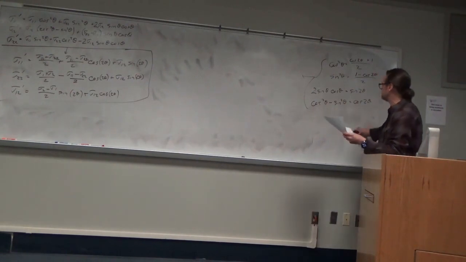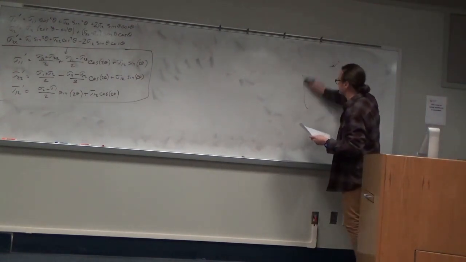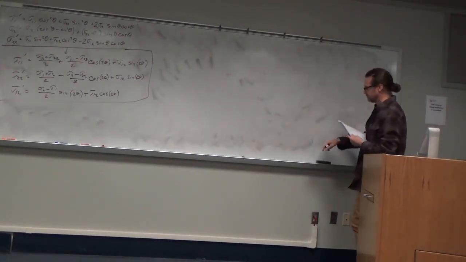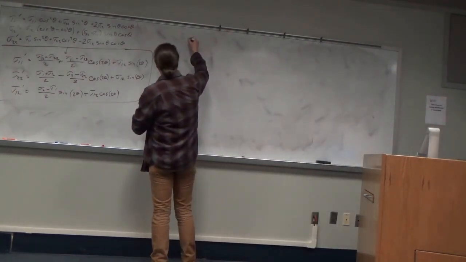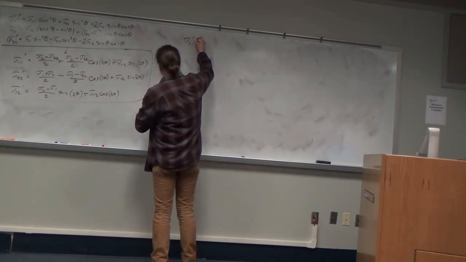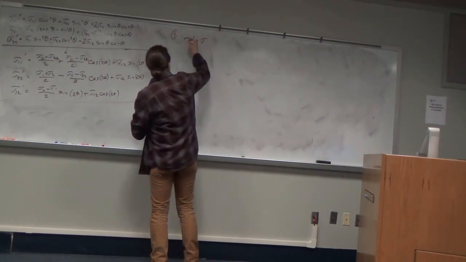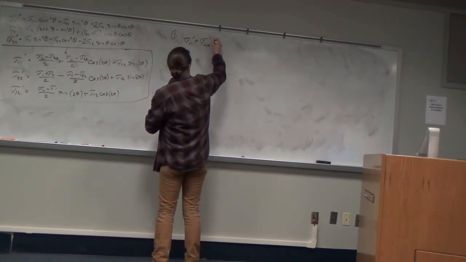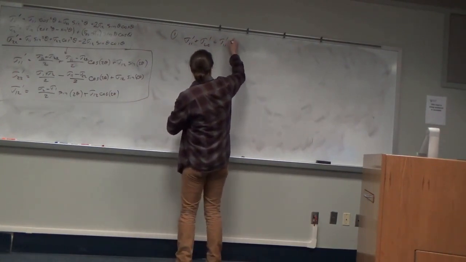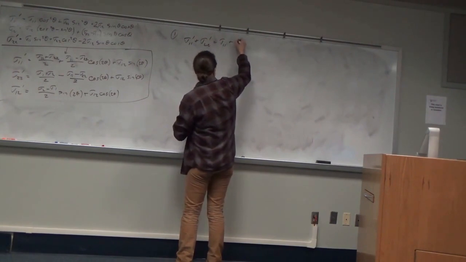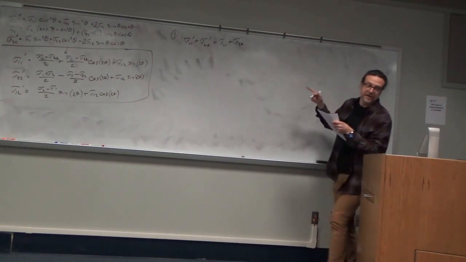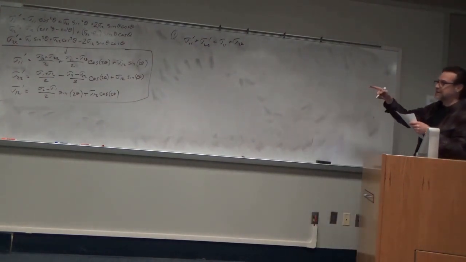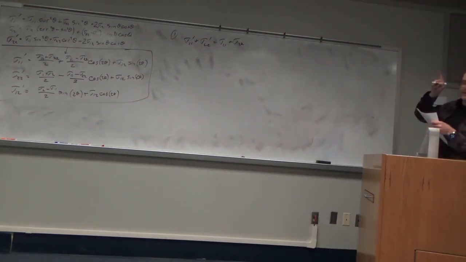Now we can talk about the implications of this. The first implication is that sigma 1 1 prime plus sigma 2 2 prime is equal to sigma 1 1 plus sigma 2 2. And what this means is that for all angles, the trace of the stress tensor is invariant.